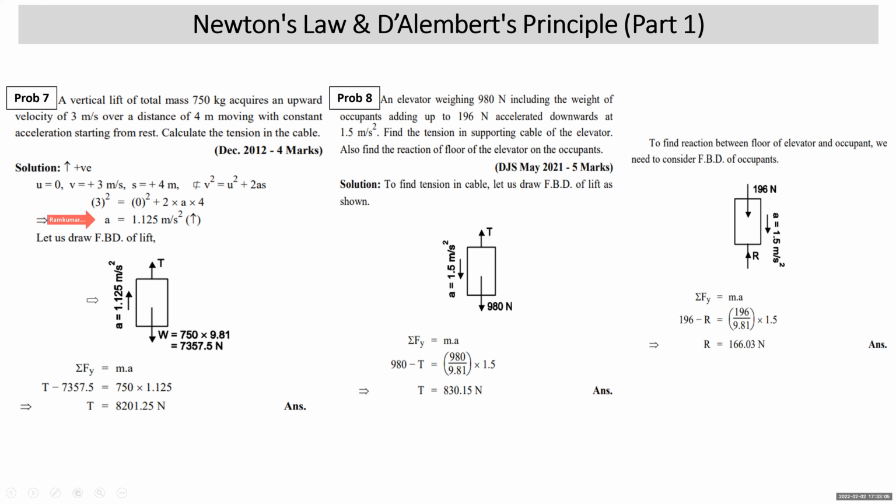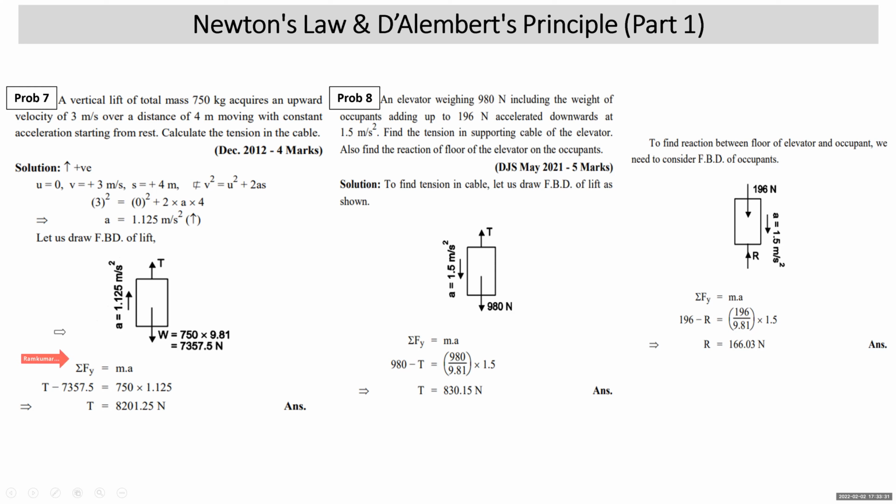Now, students, as the tension in the cable is required, and the cable is attached to the lift, we consider the FBD of the lift. When I draw the FBD of the lift, the weight of the lift will act vertically down. Total weight is 750 into 9.81, that is 7357.5. Tension in the cable will be away from the lift. That means the cable is attached to the lift from the top, so it is away from that. Tension is always away. Acceleration we have found out is 1.125 meter per second square upward.